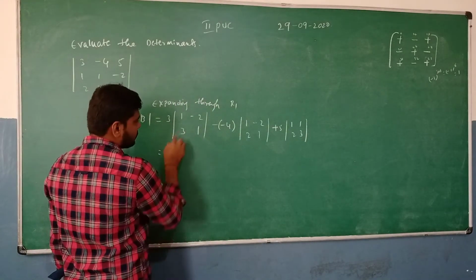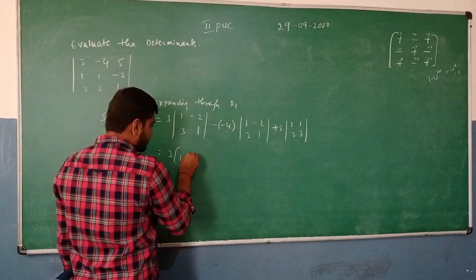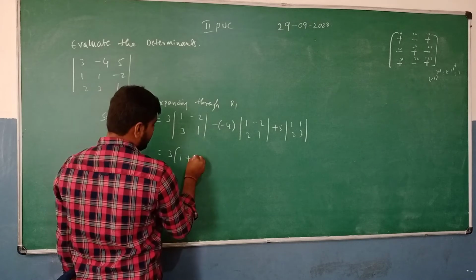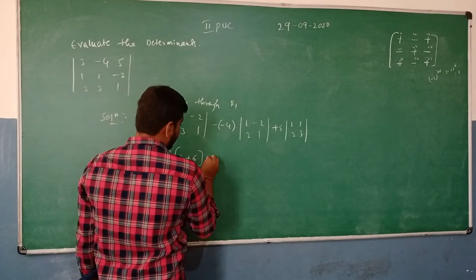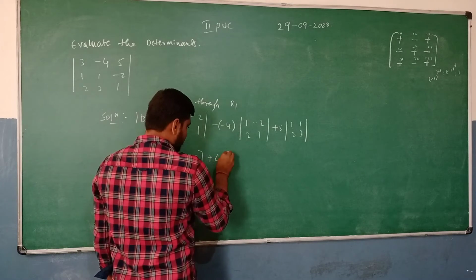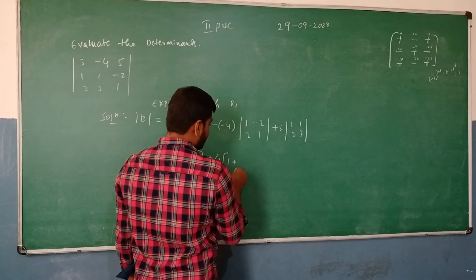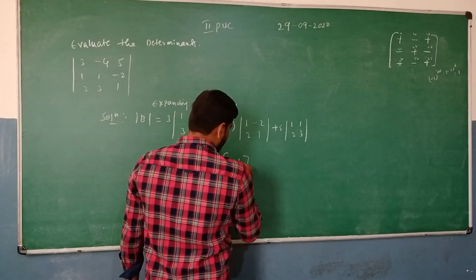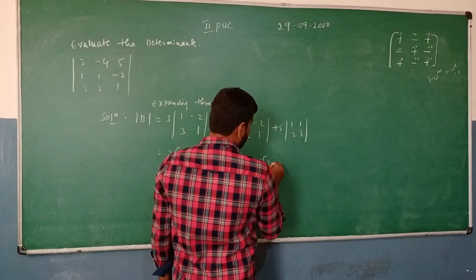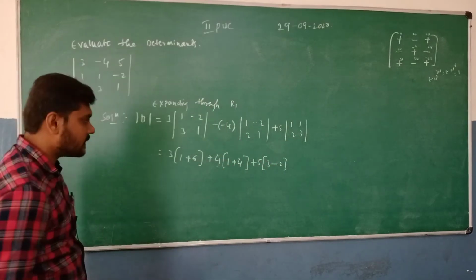So what is the value of this one? 1 into 1, that's going to be 1, minus sign. Again the minus sign is going to be plus sign. So 2 into 3 is going to be 6. Minus into minus, that's going to be plus 4 into 1 into 1, again 1, minus into minus that's going to be plus, 2 2 is 4, so plus 5 into, 1 into 3, that's going to be 3 minus 2, because 2 into 1 is going to be minus 2.